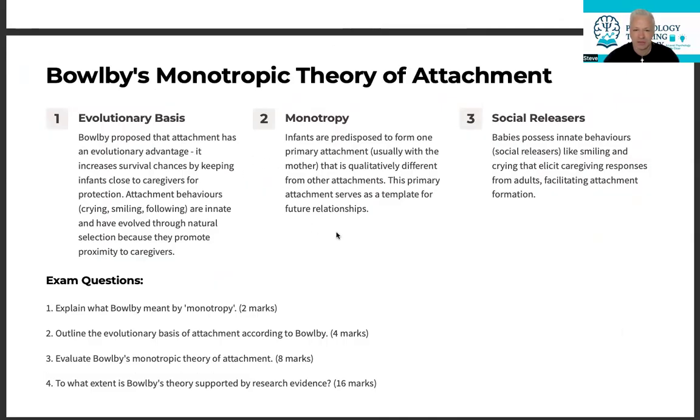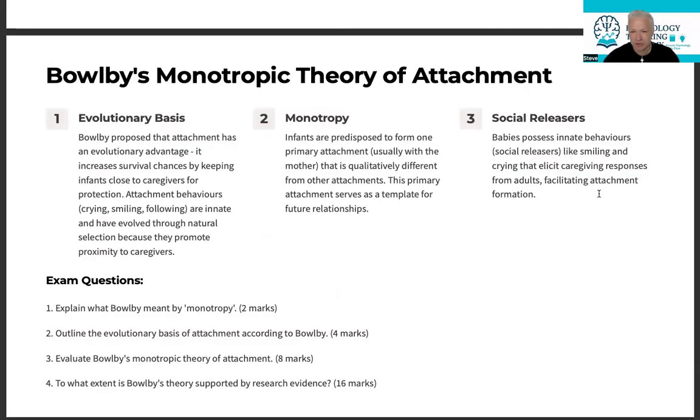The monotropic theory, or monotropy: infants are predisposed to form one primary attachment, usually the mother, and that attachment is different to other attachments, because the argument is that the primary attachment serves as a template for any future relationships.